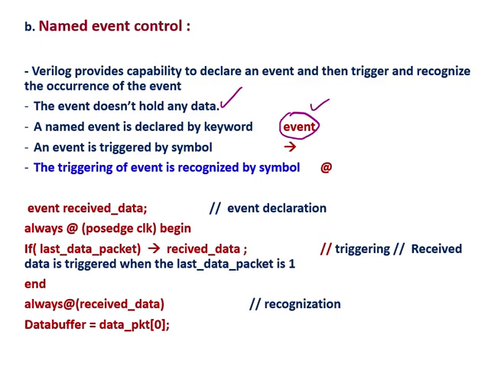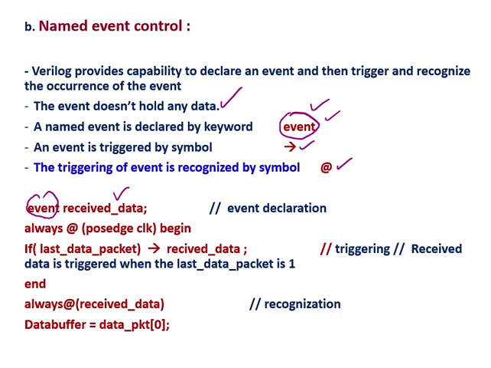And then the event is triggered by this symbol, the arrow mark, which is also predefined. For triggering we use this one, and for a named event the event keyword is used. The triggering of an event is recognized by this symbol. Here is the example. This is the predefined keyword event, then receive_data, which is a variable name. So this is the event declaration: event receive_data.